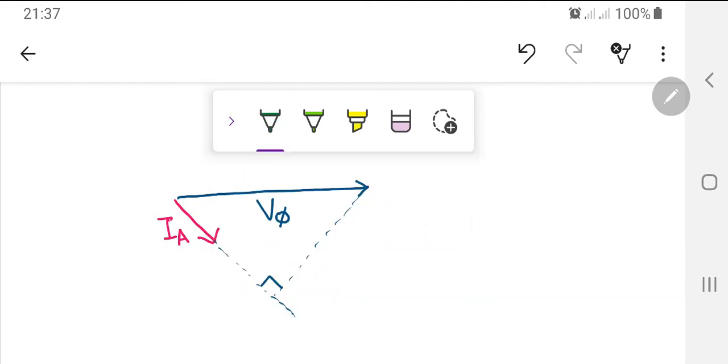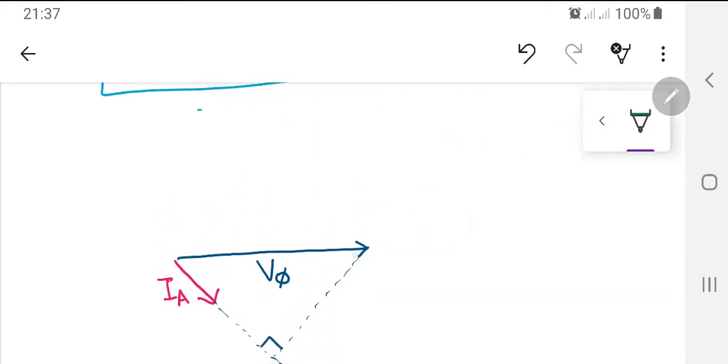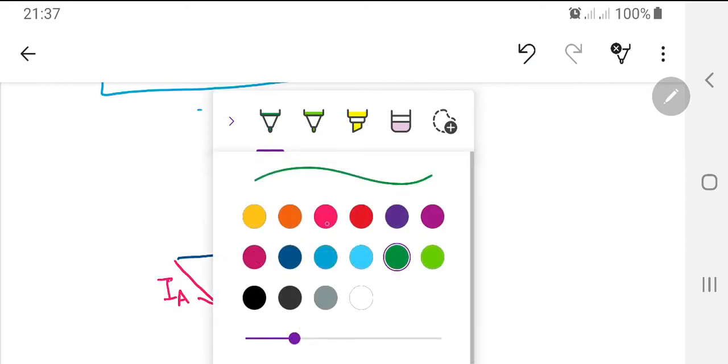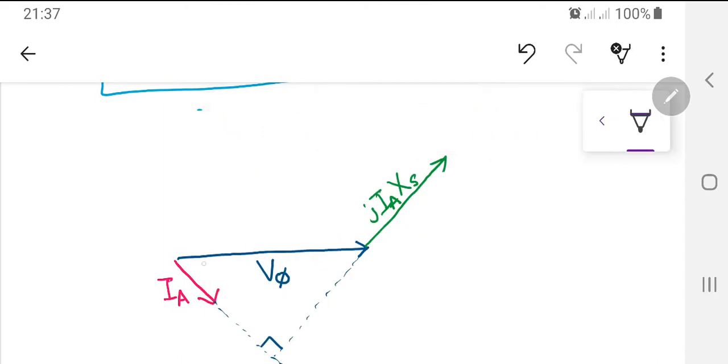If I'm now going to add, let me add with another color. So I have this one as jIAXS, this is my jIA axis. So now when I'm going to complete this vector, let me use another color, in fact a dark color, so it's easy to see. This is my EA, and certainly, as we have talked before, this is the delta angle.